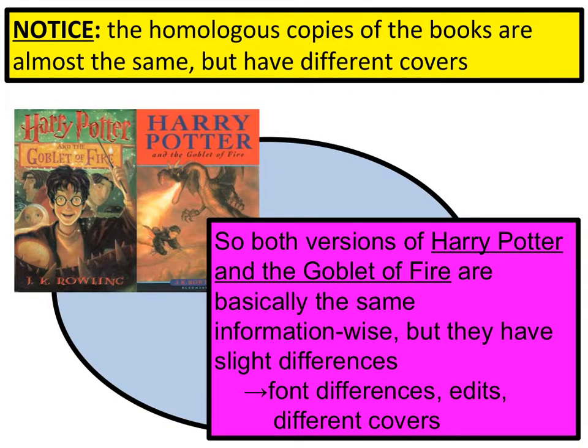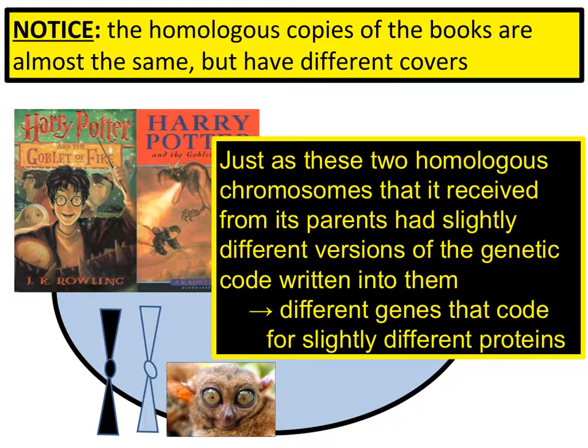So taking a look at this, both versions of Harry Potter and the Goblet of Fire are basically the same information-wise, but they have slight differences. Maybe this one had Times New Roman font, while this one had Arial or whatever. And then maybe this one had a few spelling errors in it, and this one has those edits. They fixed the spelling errors. And definitely there's different covers to them. And that's kind of our analogy when we're talking about homologous chromosomes.